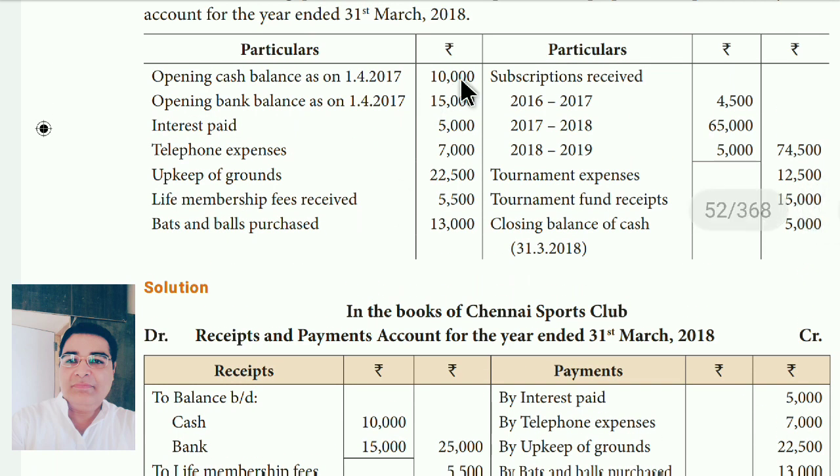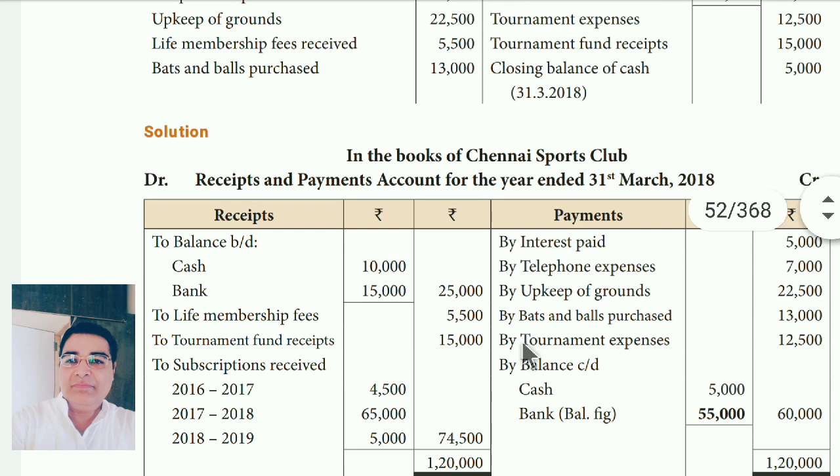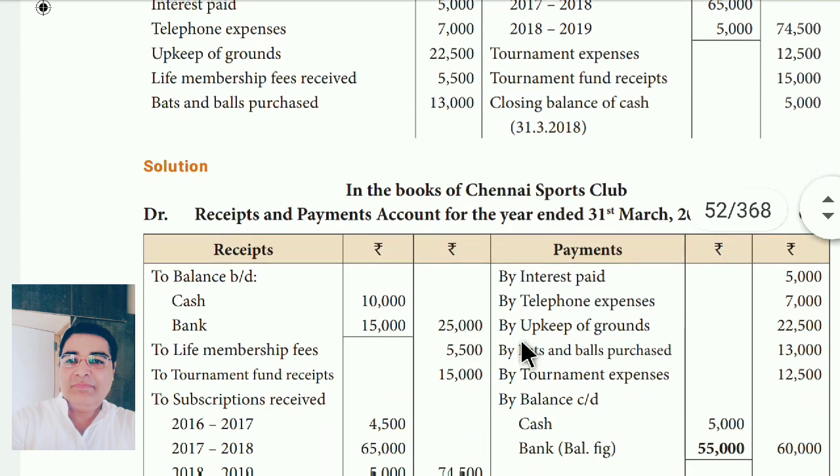See the next one. Subscription received. In the receipts and payment account, whether it is previous year, current year or next year, all the items we have to write. So all the three amounts we have to add and write in the receipt side because it is received. See here in the answer, subscription received 17, 18, 19. Add all the three amounts and write in the outer column, 74,500.